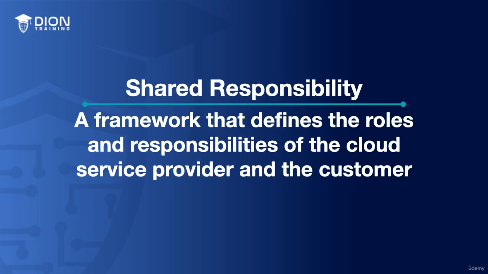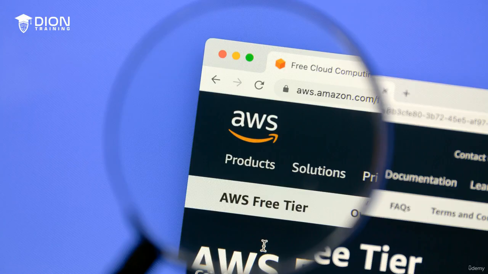Finally, we have the shared responsibility model. This is a framework that defines the roles and responsibilities of the cloud service provider and the customer when it comes to security and compliance in the cloud. An example of the shared responsibility model in action can be seen in AWS or Amazon Web Services. Now, AWS is a cloud service provider that provides a variety of different cloud services, including storage, computing power, and databases. AWS is responsible for the security of the underlying infrastructure, but you as the customer are going to be responsible for the security of your own data and applications that are being run inside of that cloud.